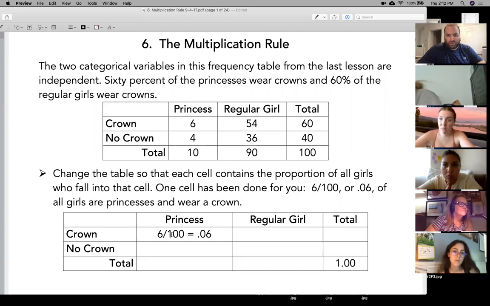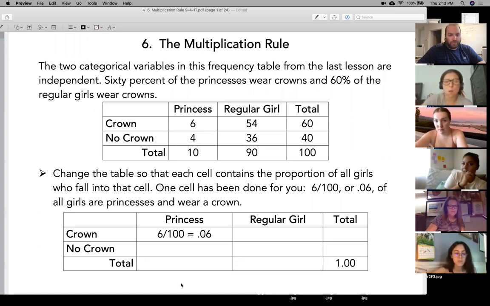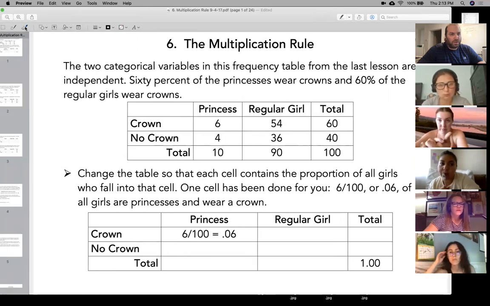I don't want 6 over 10 here because I'm only focusing on princesses. I want 6 over 100 because I'm focusing on the total, 100. So for example, in this cell here, there's 6 over a total of 100. That's 6% or 0.06. How about this cell here? What would I put? Well, it's 4 over the total of 100. So what would I put? 4 over 100.